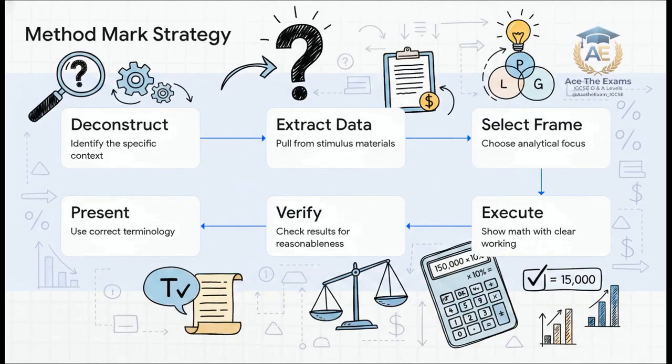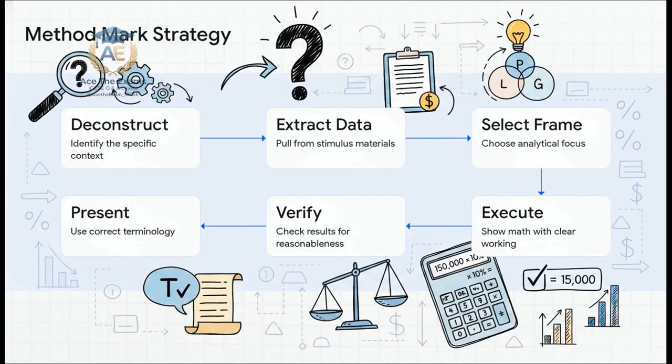And to do that, you use the cognitive method mark strategy. Remember, Cambridge accounting isn't just about getting the final number right. Marks are heavily awarded for the process itself. You need to follow this exact 6-step sequence. Step 1. Deconstruct the question. What is the specific context of the company? Step 2. Extract the relevant data from the stimulus materials. Don't just generically say debentures. Say the $150,000 10% debentures.